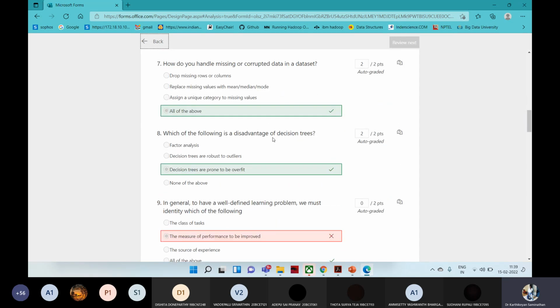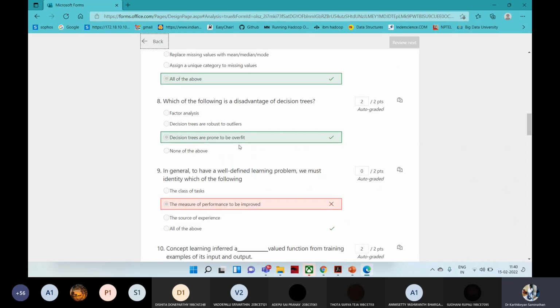How do you handle missing or corrupted data in the data set? Obviously, all the above. Either you can drop the missing row, or replace the missing values with mean, mode, or median, or else assign a unique category value, or else assign 0. So all the above are the answers.